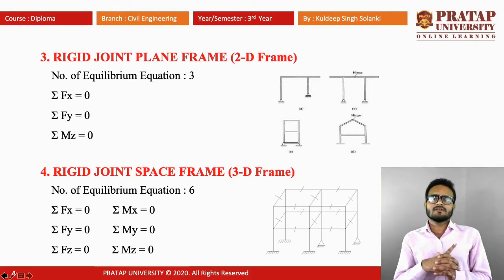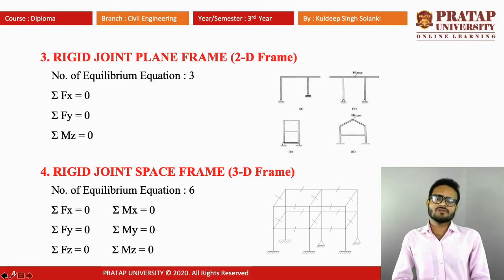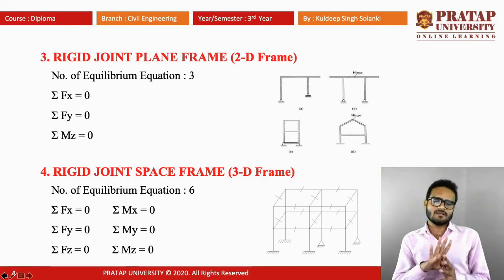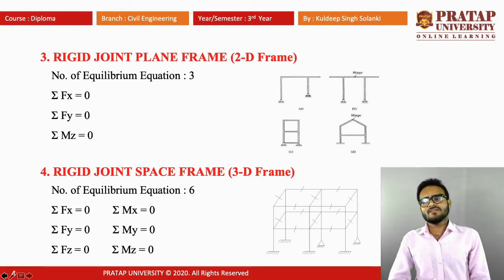It means every member is connected by rigid joints, plane means 2D structure, and frame means 2D frame. In this case, the number of equilibrium equations is equal to 3: summation of forces in the x direction is equal to 0, summation of forces in the y direction is equal to 0, and summation of moments in the z direction is equal to 0. In this case, we have 3 equilibrium equations.